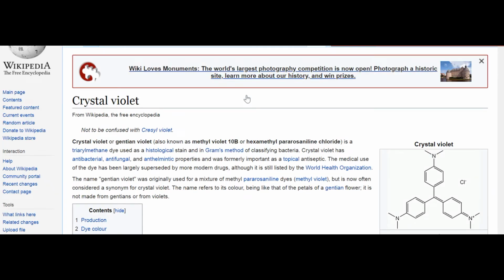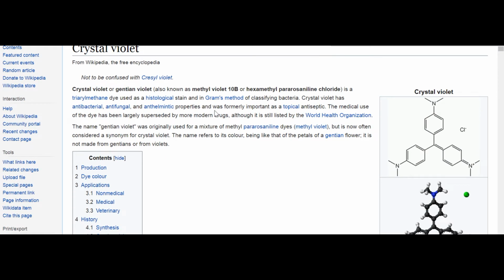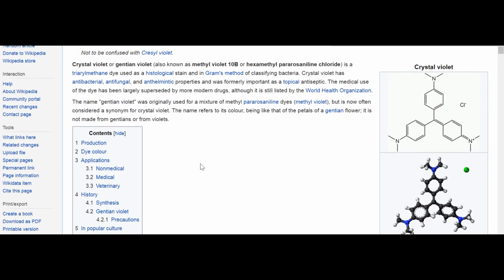I encourage you guys to look at the Wikipedia page for crystal violet. Crystal violet is actually really cool. It's this chemical, also known as methyl violet 10B or hexamethyl para-rosanilin chloride. And it's used in a lot of things, right? It's used in histological stains and Gram's method of classifying bacteria. So this is way back in the day when they were trying to figure out bacteria things.